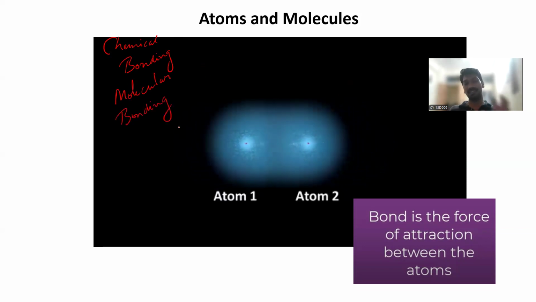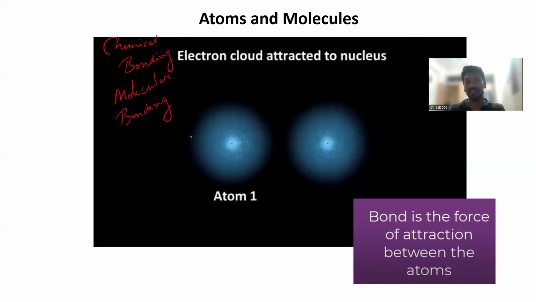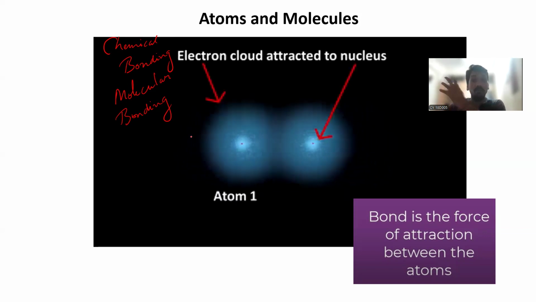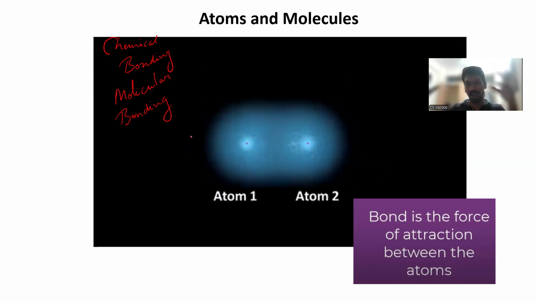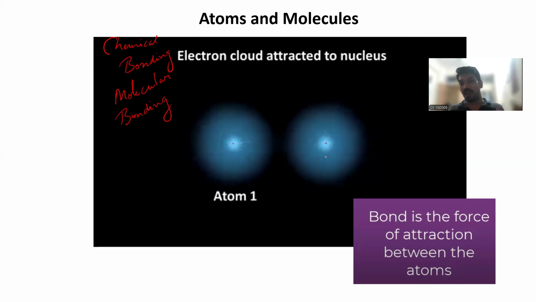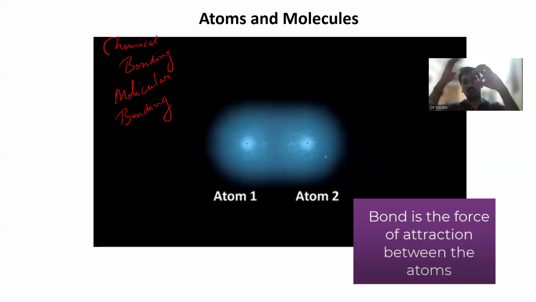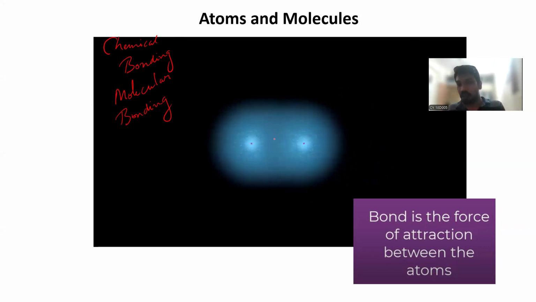So here you can see there are two atoms with a positive nucleus in the center, surrounded by an electronic cloud. They always tend to form a bond with another atom. So they attract the other atom and form a molecule. Here you can see that atom 1 and atom 2 are attracted toward each other. Their nuclei are attracting because of the electronic cloud, and they form a molecule.